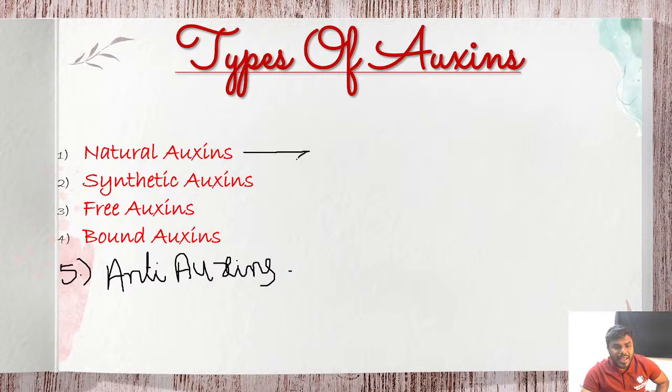First one, natural auxin. How can I define the word natural auxin? The name itself is indicating, right? Whichever is synthesized naturally in the plant body, that's what we call natural auxin. What are the best examples, friends? One is IAA, indole acetic acid, and my friends, indole butyric acid. Simple point it is. Next one, friends, synthetic auxin.